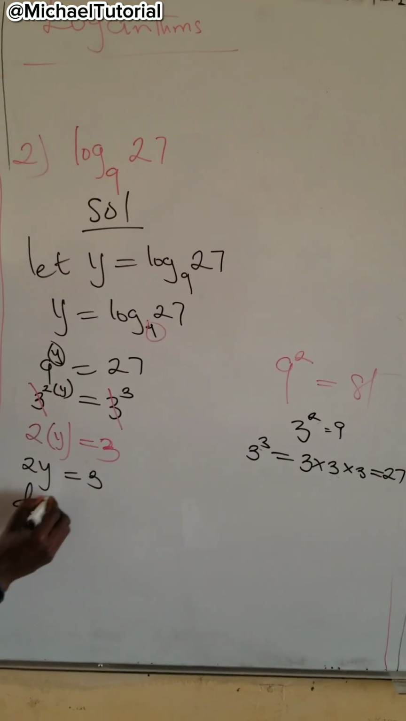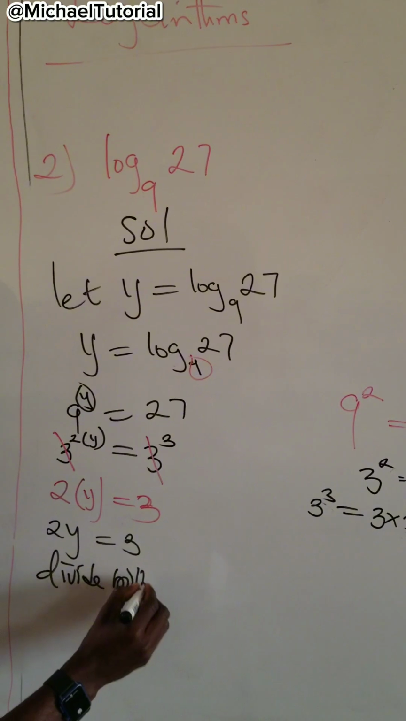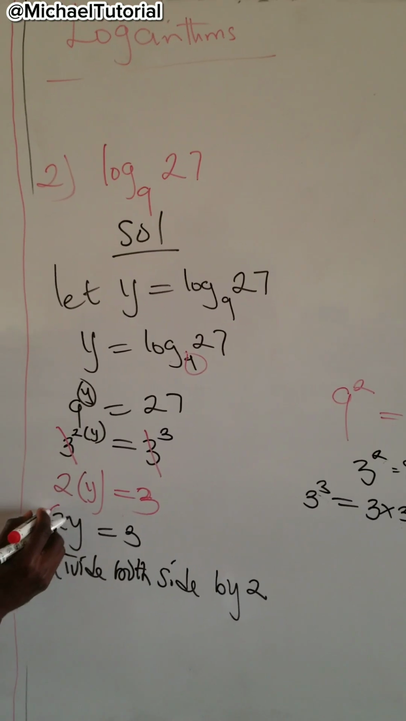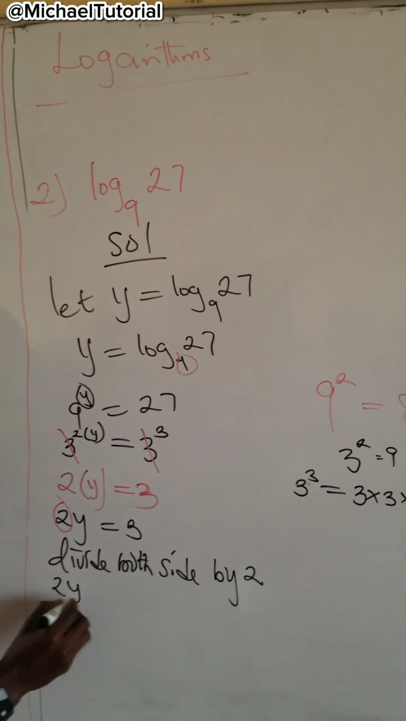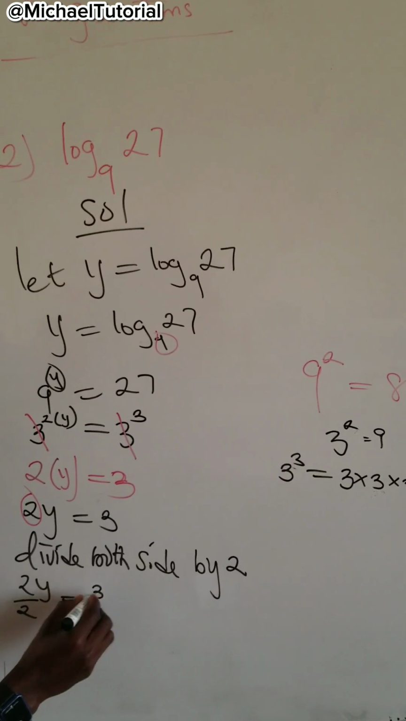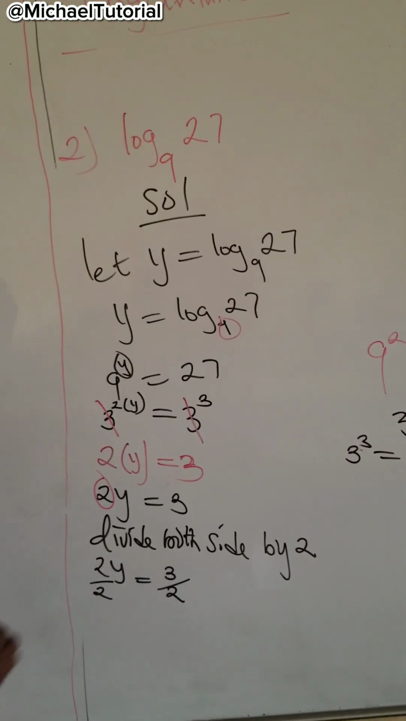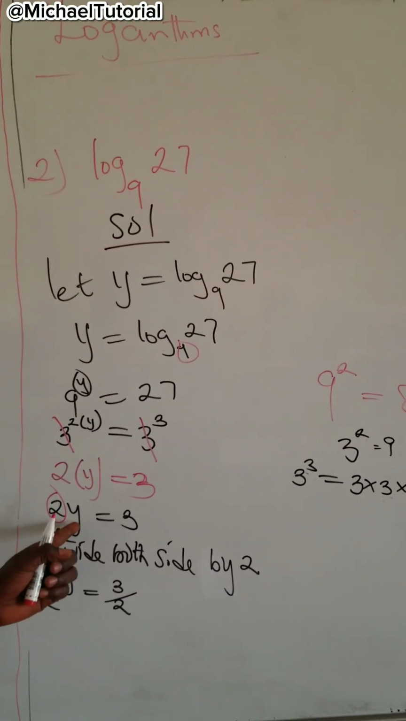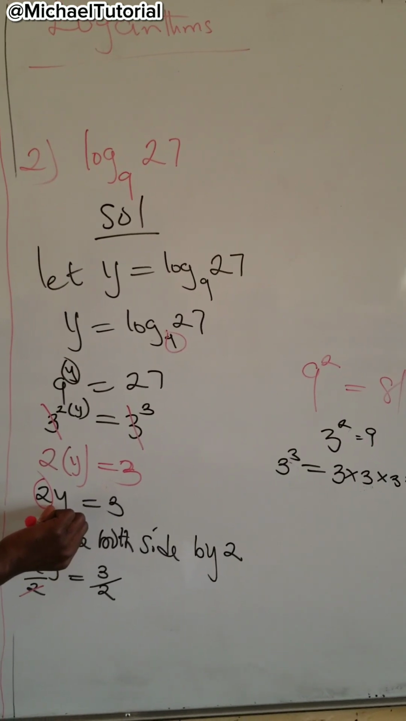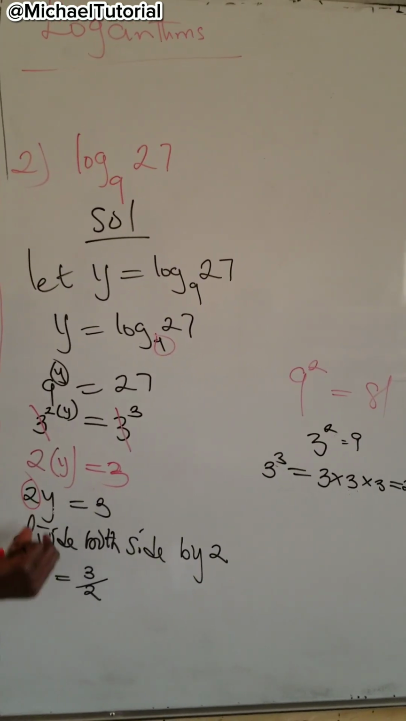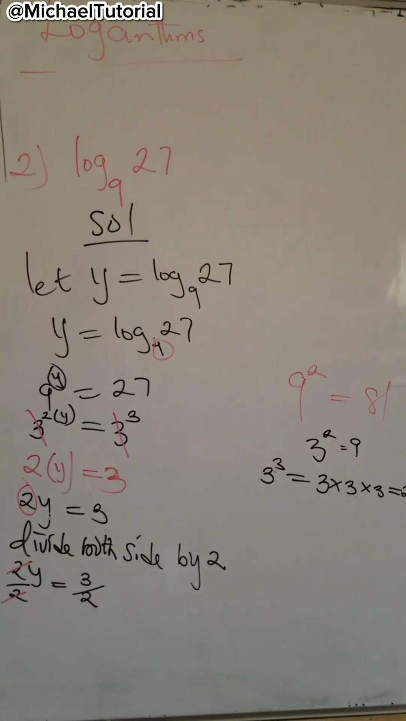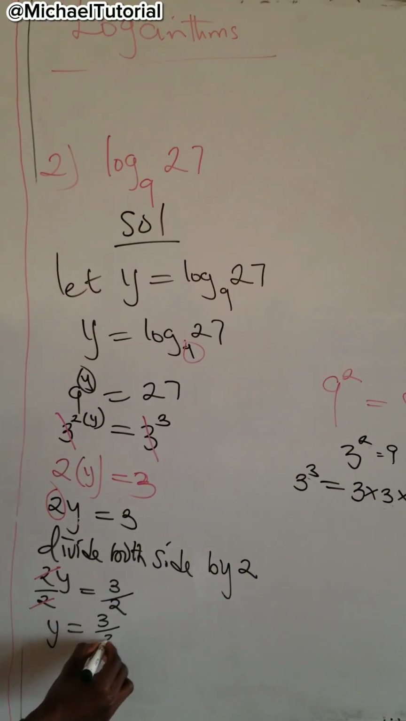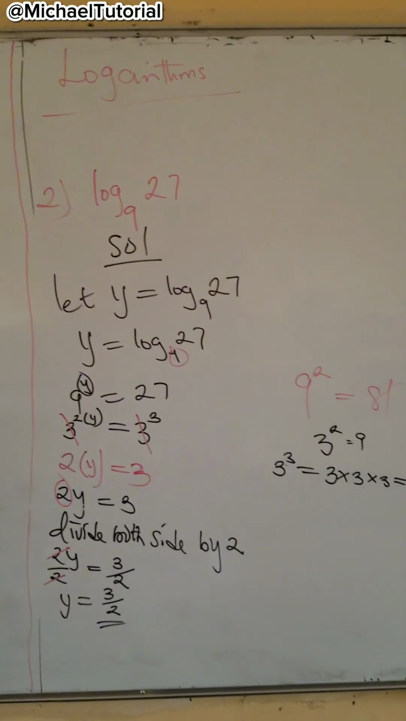Here we divide both sides by the coefficient of y, which is 2. Let me write it down. Divide both sides by 2. This is the 2 we are talking about. Now we have 2y divided by 2 is equal to 3 divided by 2. Cancel it. The reason we are dividing both sides by this 2 is because 2 is the coefficient of y, and we want to have y on its own. This is the unknown. Now we have y is equal to 3 divided by 2 as our answer.